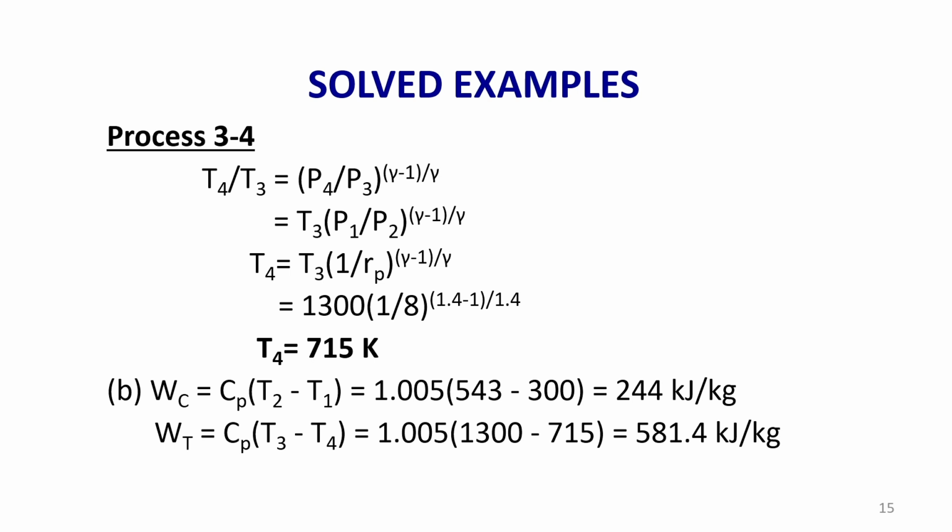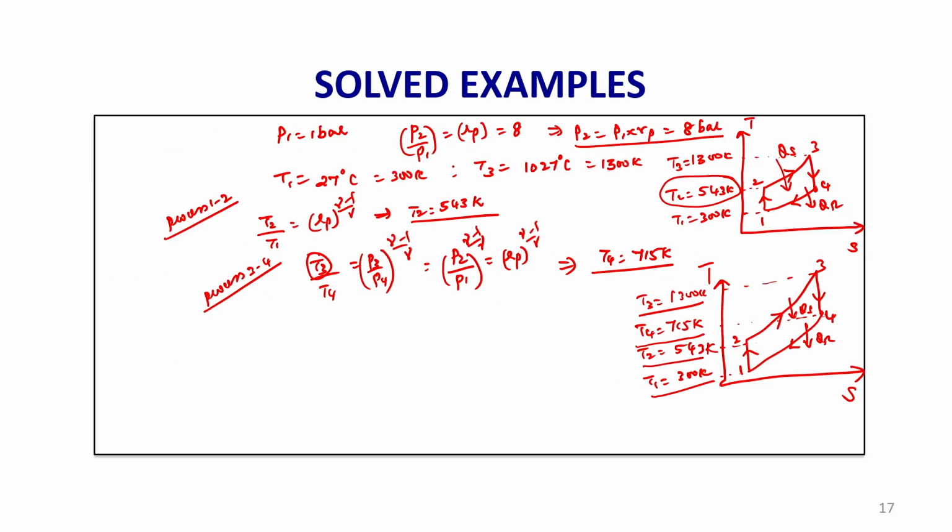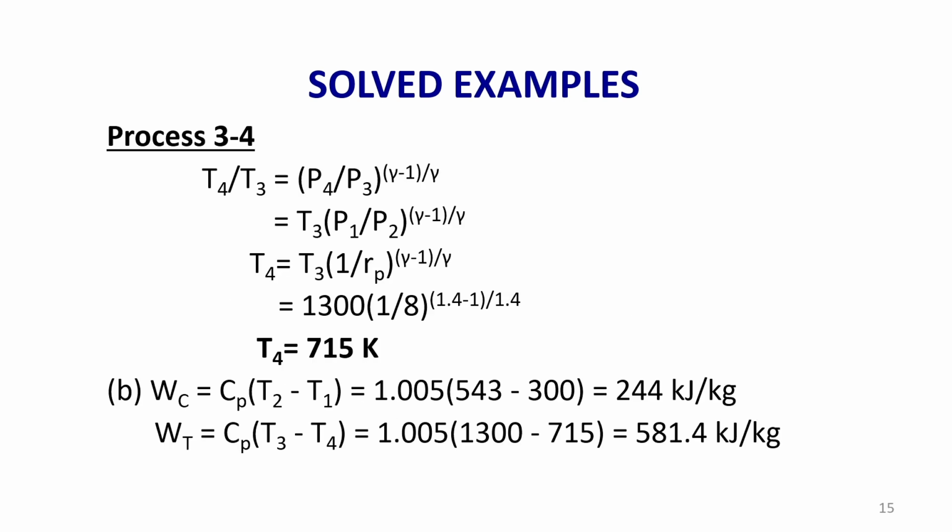Work of compression, the compressor work is Cp into T2 minus T1, turbine work is Cp into T3 minus T4. I am using that one because we have been asked to find the back work ratio. Back work ratio is equal to work of compression to the turbine work.